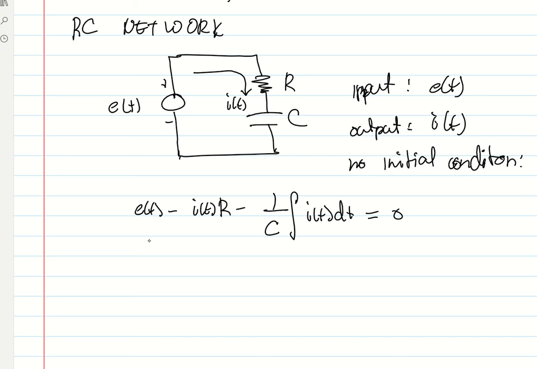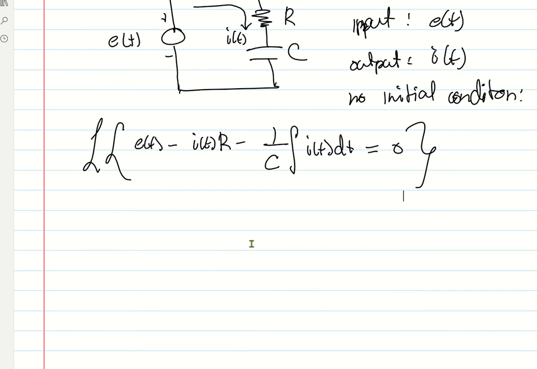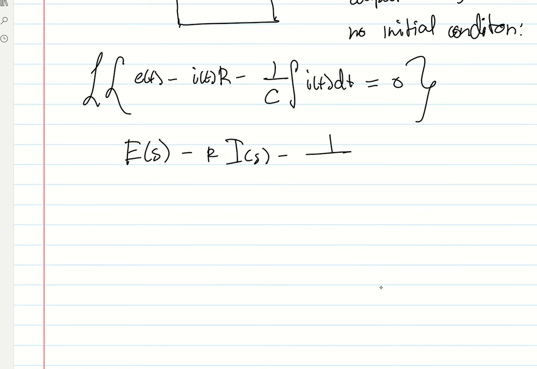The next step is to apply Laplace. So let's take the Laplace. The small letter e will become capital letter E of s. Then we have minus R, a constant, which you just multiply with I. And this one is an integral. How do we take the Laplace of an integral? Instead of multiplying by s, this time we divide by s. So this will be 1 over s times C times I of s. And this should be equal to 0.